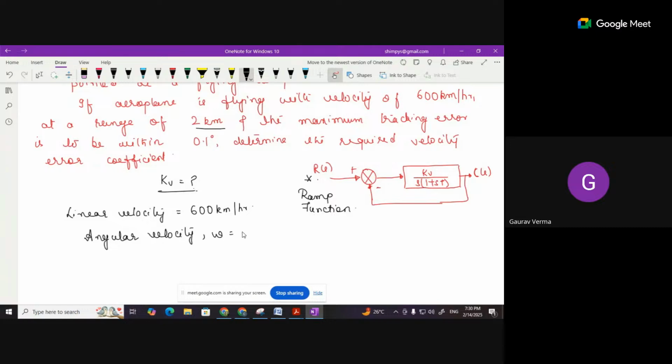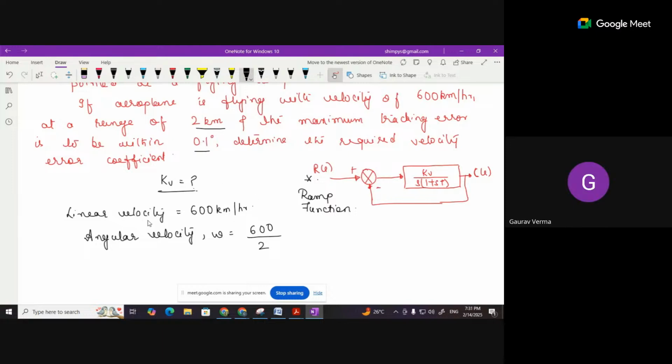But why do we have to do that? Because you have to find out the tracking error in terms of degrees, so you have to have the velocity in radians or degrees, then only you can track it. The steady state error has been given in this. You know that V is equal to R omega, the relationship between linear velocity and angular velocity. So omega will come out to be 600 by 2, since this range of 2 kilometer we can take as R.